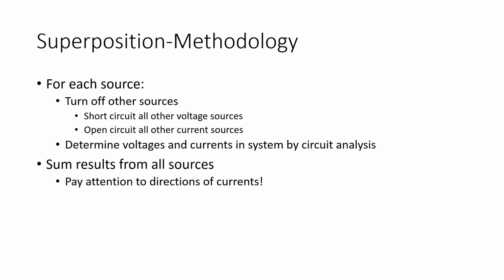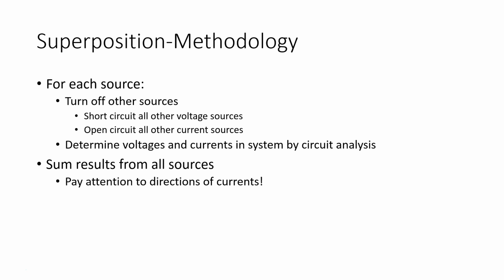What we do is you start with one source that you want to look at and you turn off the other sources. This means that you short circuit the voltage sources, because if a voltage source is turned off, the voltage across it is zero. And for current sources you open circuit them, because if you turn off a current source, then it means the current through it is zero, which is an open circuit.